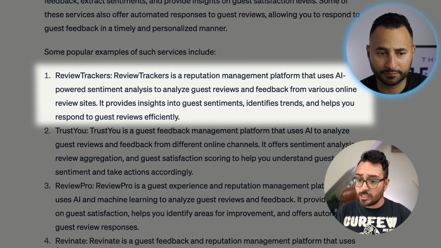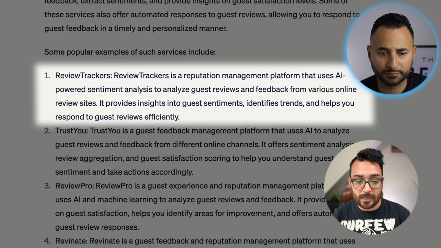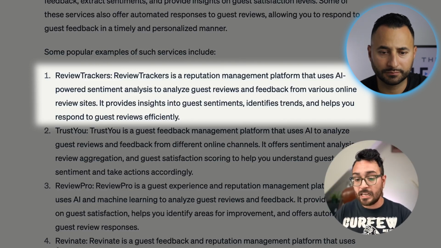I'll read you number 1, Review Trackers, and they all pretty much sound the same, but it's really interesting, all right? So Review Trackers is a reputation management platform that uses AI-powered sentiment analysis to analyze guest reviews and feedback from various online review sites. It provides insight into guest sentiments, identifies trends, and helps you respond to guest reviews efficiently. Now, does this specifically apply to short-term rentals? I'm not sure. I haven't actually done the research, but you can start to see that maybe pretty soon that will be on the horizon as the next up-and-coming AI service that's provided to short-term rental operators.